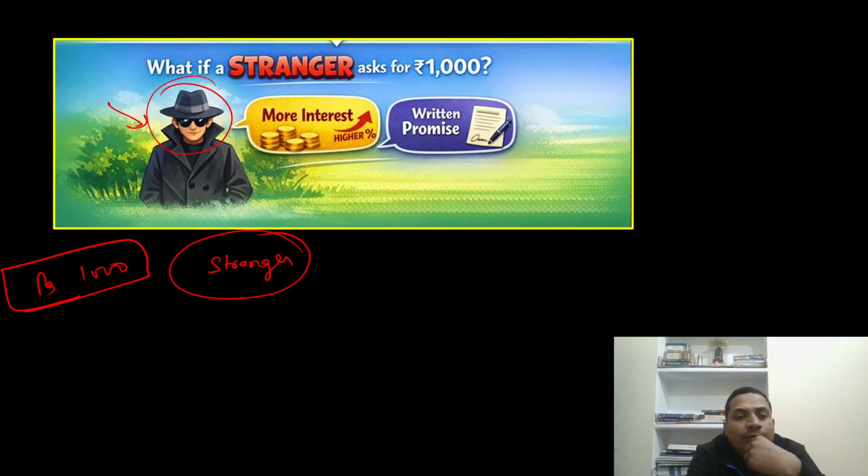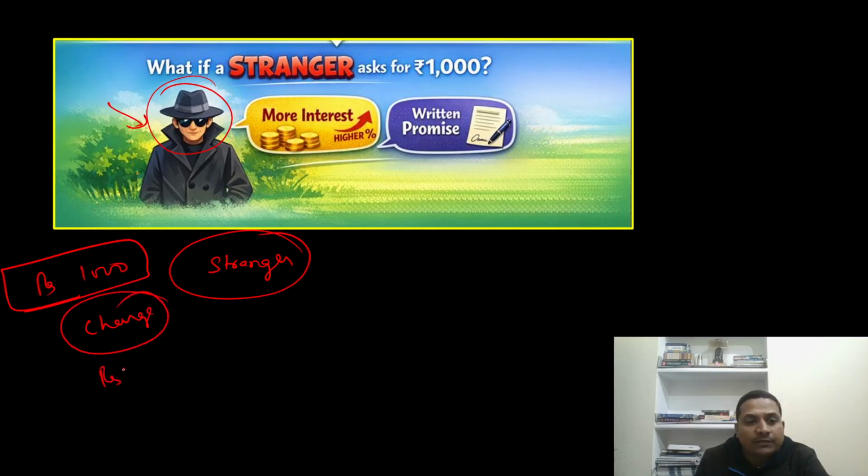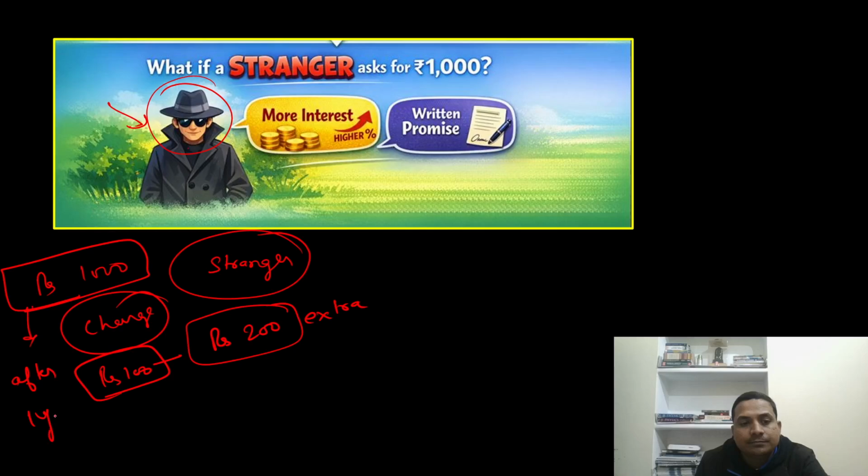In that case, since there is a chance of this 1,000 rupees not coming back, there is a risk involved when this 1,000 rupees is lent to this stranger. So since there is a risk, instead of the 100 rupees which you charged your friend, you charge 200 rupees as extra money when this stranger returns this 1,000 rupees after 1 year. So this 200 rupees is your profit.